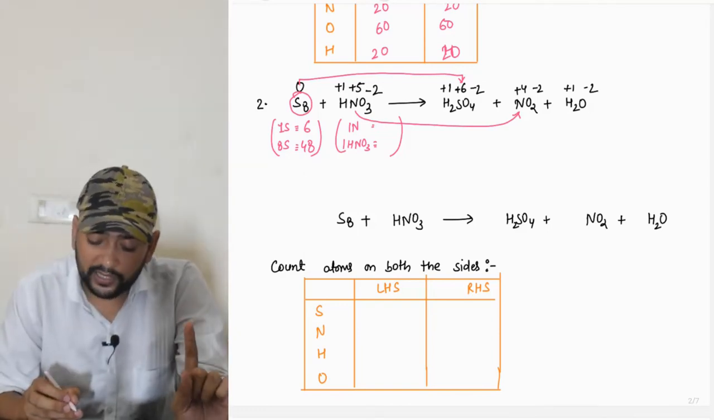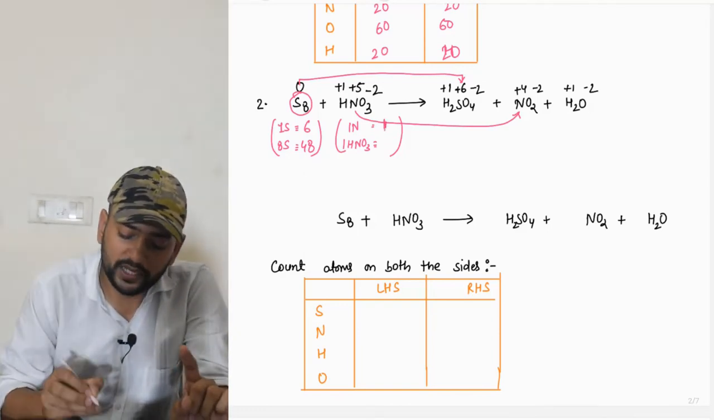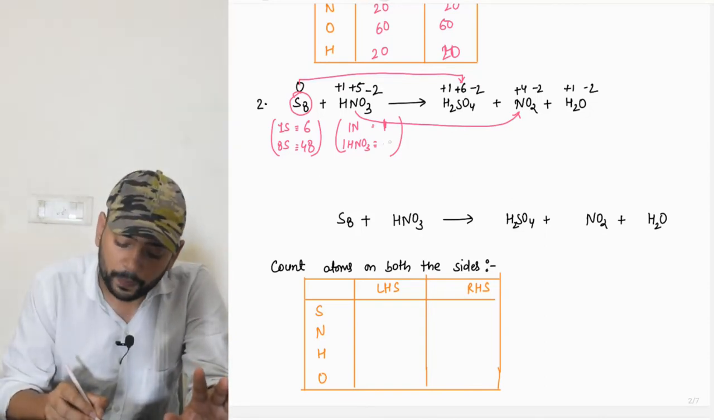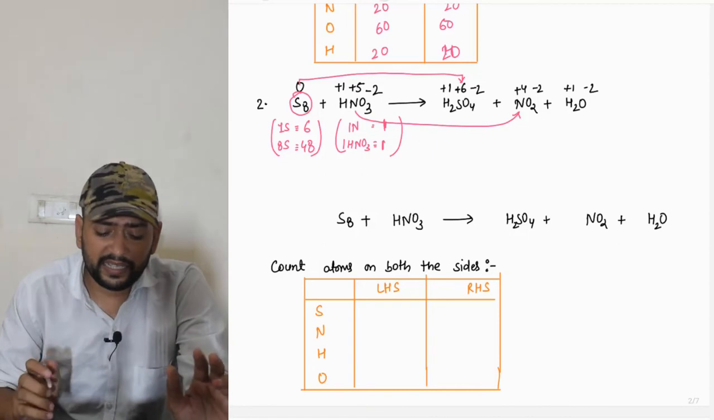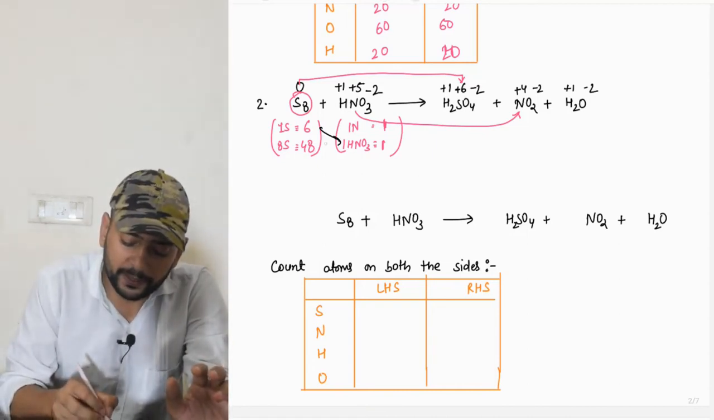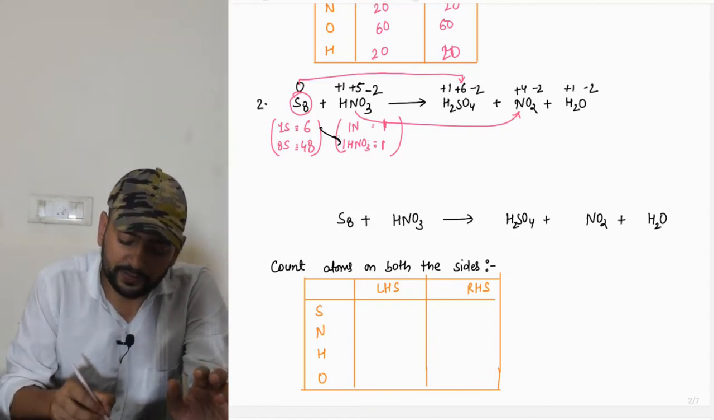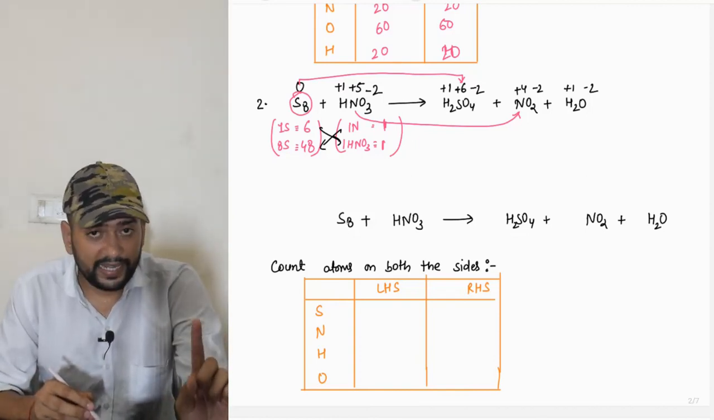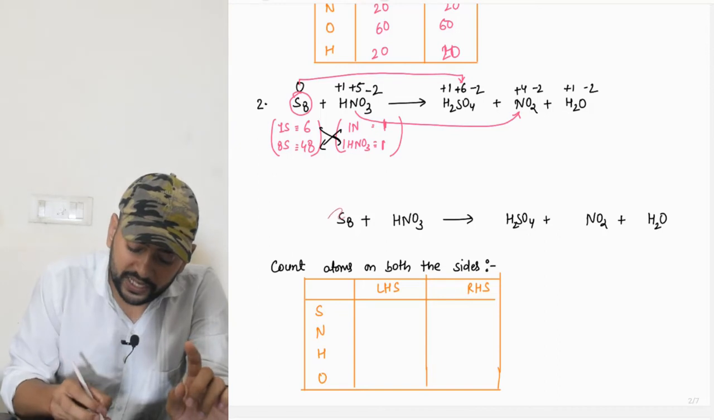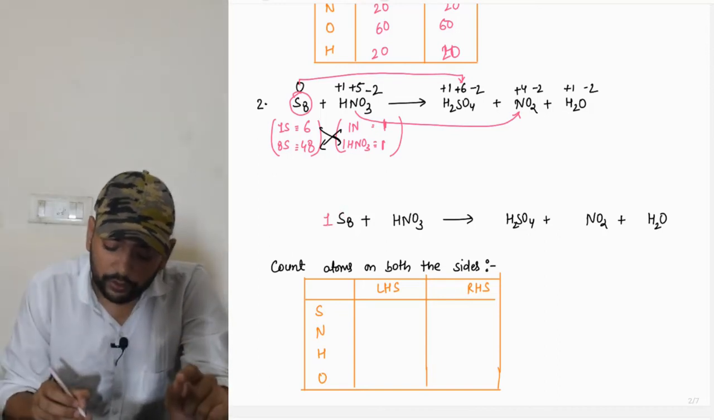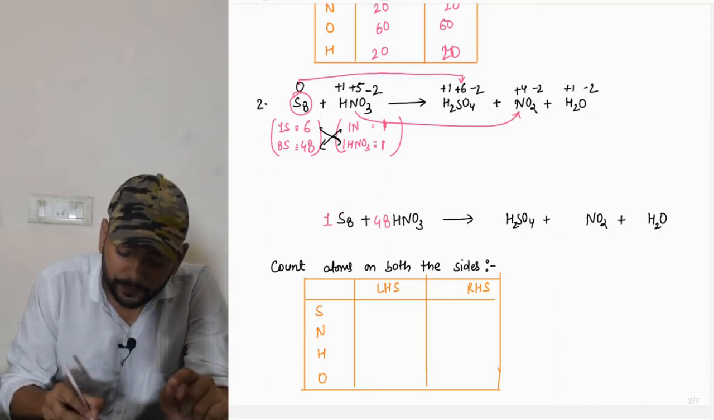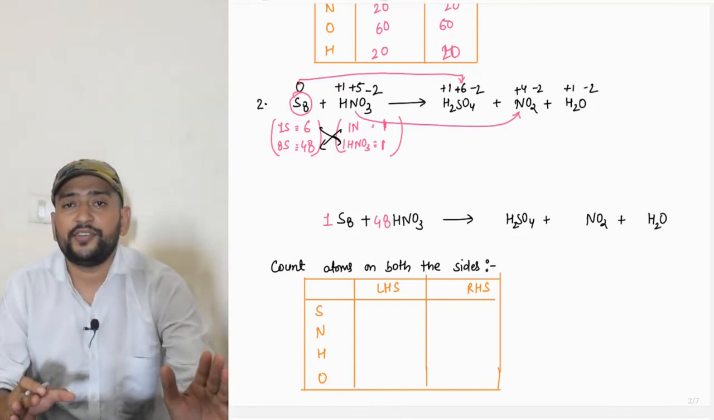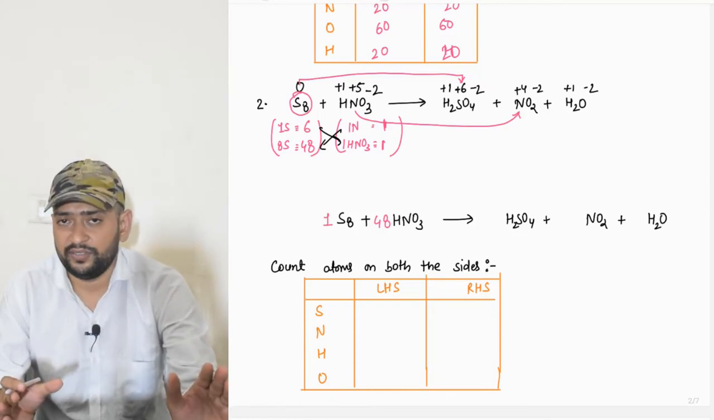For 1 nitrogen how many electrons are getting exchanged? 1. For 1 HNO3 how many electrons will be exchanged? 1. So in the next step we need to cross multiply. So we will do cross multiplication. For S8 we are going to multiply S8 with 1, and we are going to multiply HNO3 by 48. I hope this is clear to you. Now we will balance the sulfur and nitrogen first, and then we will balance oxygen and hydrogen.